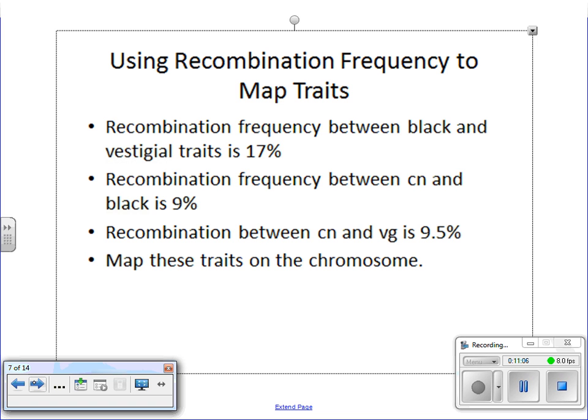So actually, let's back up a little bit before I show you the map. So 17% of the time, black and vestigial traits crossed over. One other trait they were looking at were cinnabar eyes, and cinnabar eyes are just kind of like a lightly brown shaded eye. That crossed over with black body 9% of the time, and cinnabar eyes and vestigial wings crossed over 9.5% of the time. So they looked at all three of those traits and figured out the percentages of how often they crossed over.